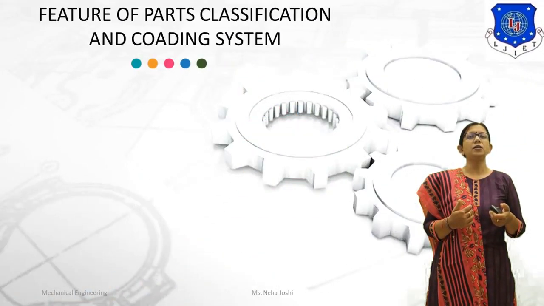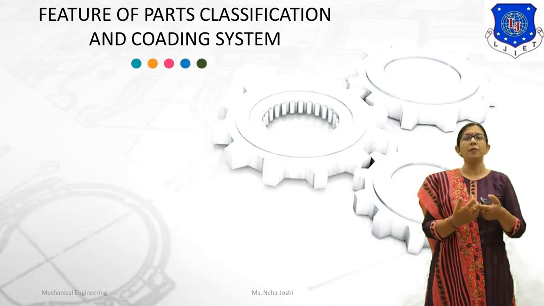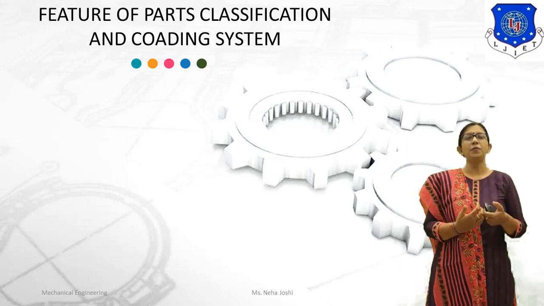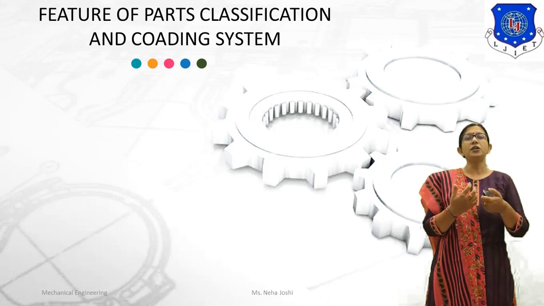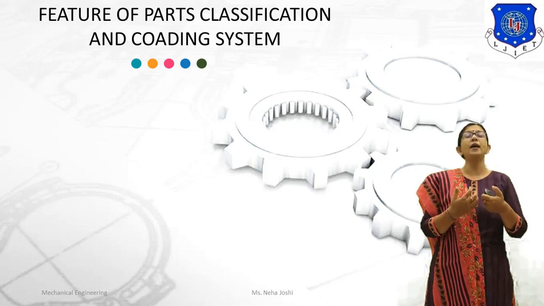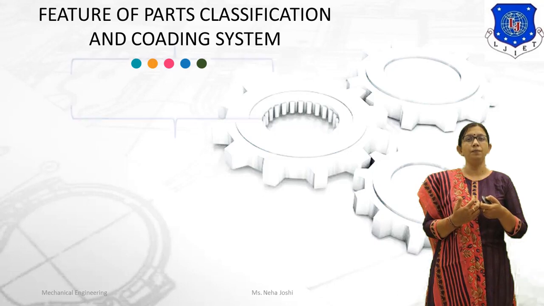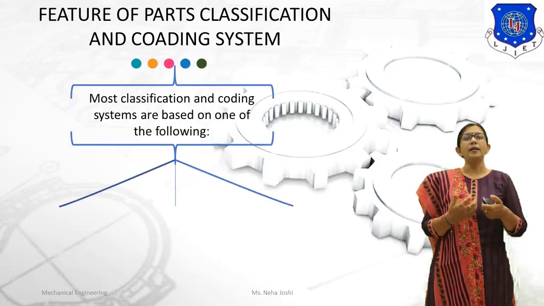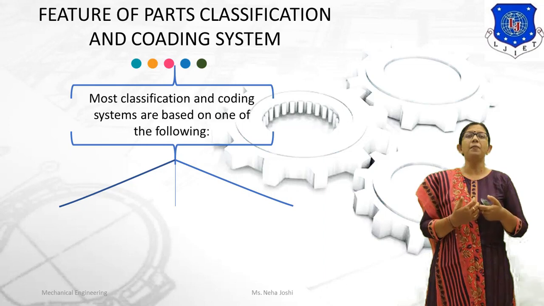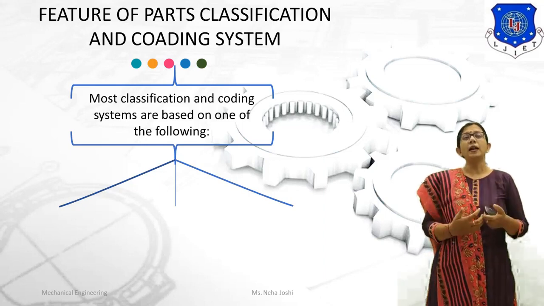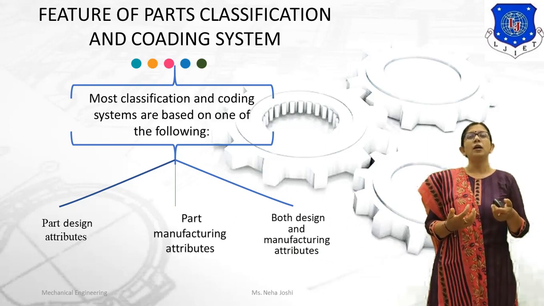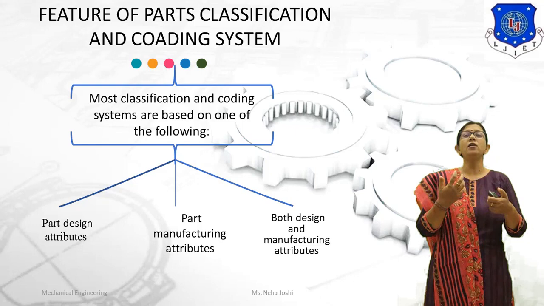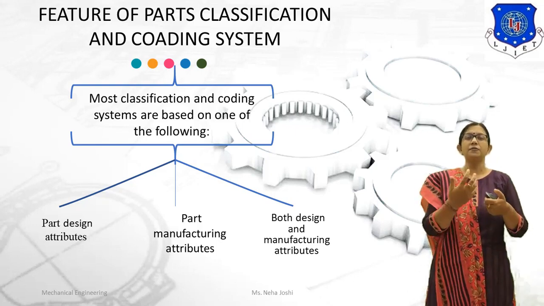Now in part classification and coding, the parts are grouped into families by considering design attributes of each part, manufacturing attributes of each part, and both design and manufacturing attributes. This part classification and coding may be carried out on the entire list of active parts of the firm. The attributes of the part are uniquely defined and identified by means of a code number. Many part classification and coding systems have been developed throughout the world. A large number of commercial software packages are available for part classification and coding.